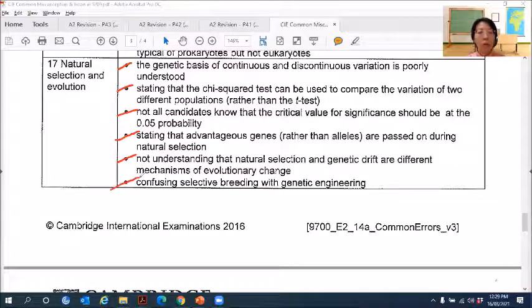Next one: confusing selective breeding with genetic engineering. Yeah, there are two different things. Selective breeding of cow with a high milk yield. Selective breeding of plant, artificial selection of plant that grows shorter, resistant to pests, okay, European corn borer. So this is different from genetic engineering.